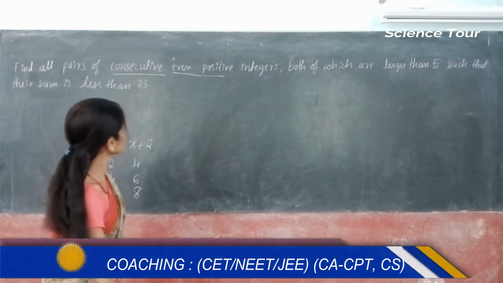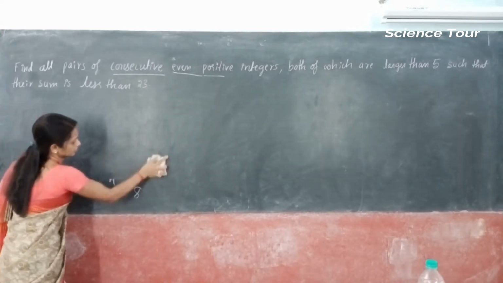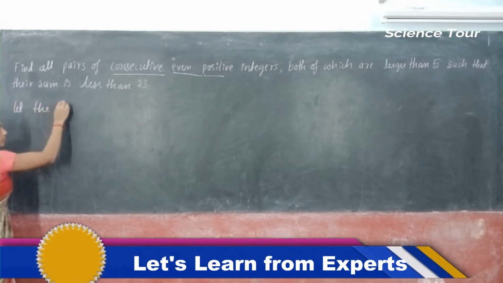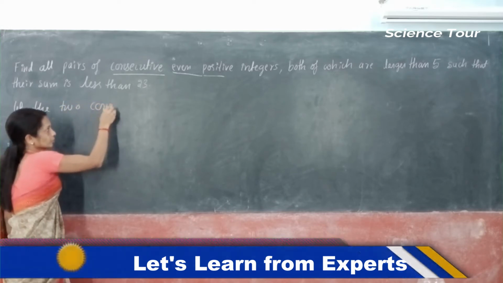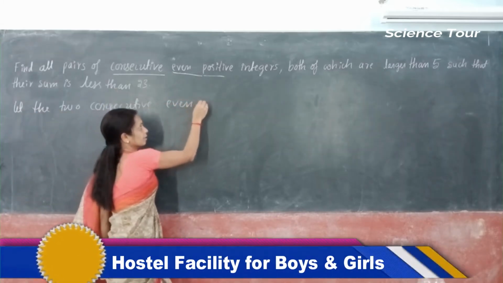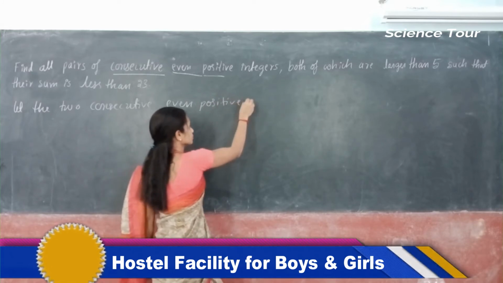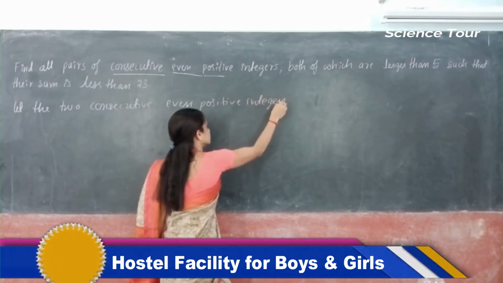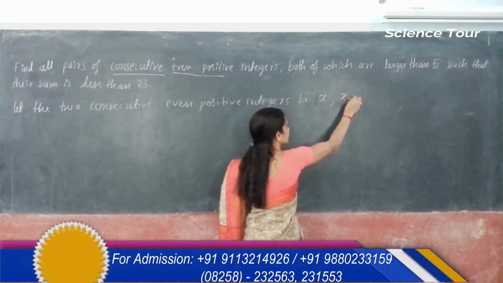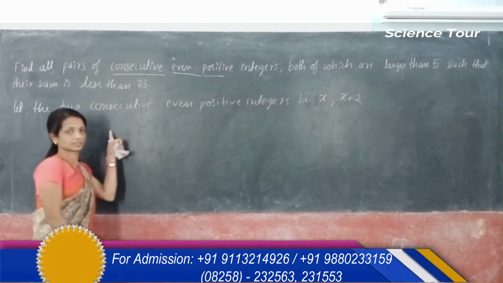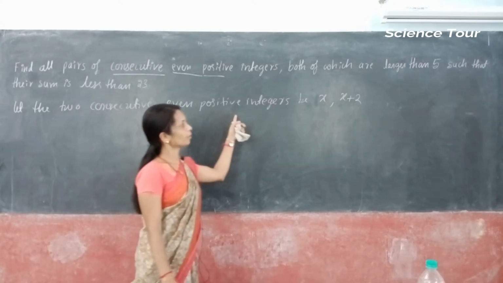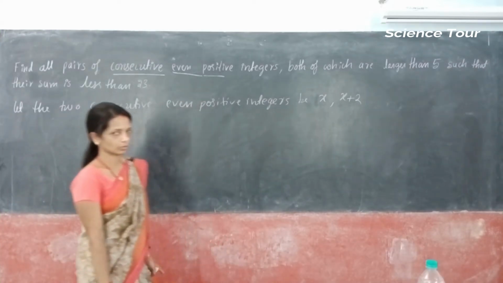Start with the letter: let the two consecutive even positive integers be x comma x plus 2. Why have we taken 2? Always a pair means there will be 2. So let the two even consecutive positive integers be x comma x plus 2. Like that you want to start.